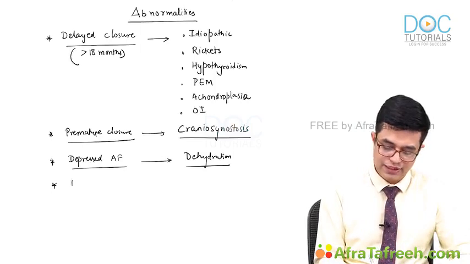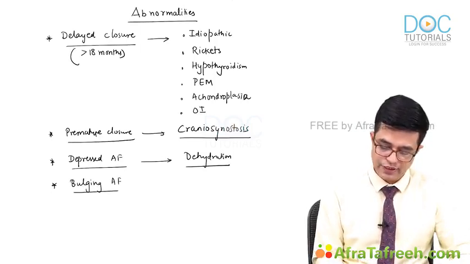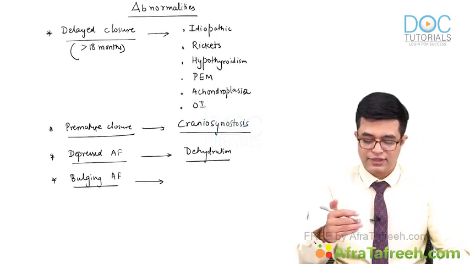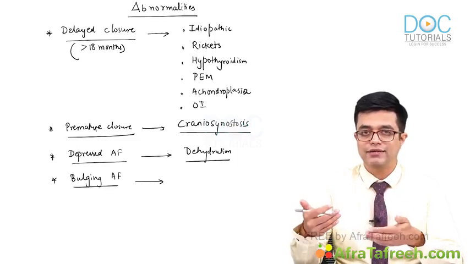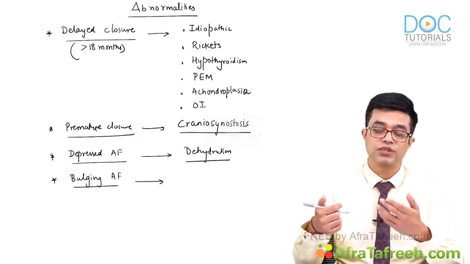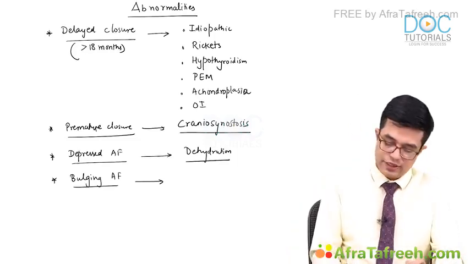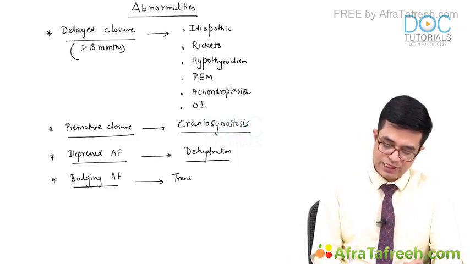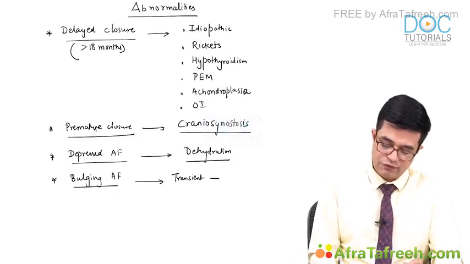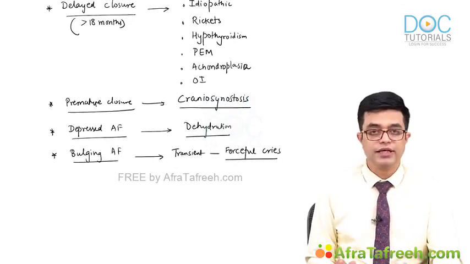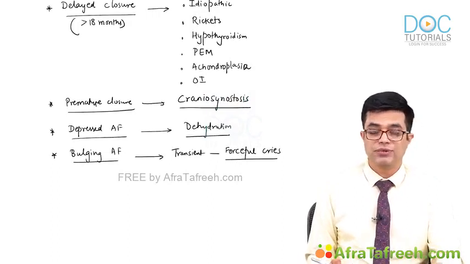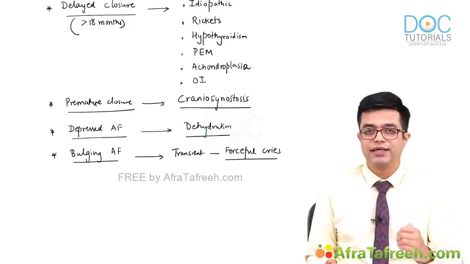And then we have bulging anterior fontanelle. Now, see, there are no bones present below the anterior fontanelle. So any rise in the intracranial pressure in the brain will be transmitted outside, leading to bulging of the fontanelle. Transient bulging can sometimes be seen with a forceful cry by the child. So if the child cries forcefully, it can produce a bulging anterior fontanelle. More commonly, it is due to pathological conditions involving CNS problems.